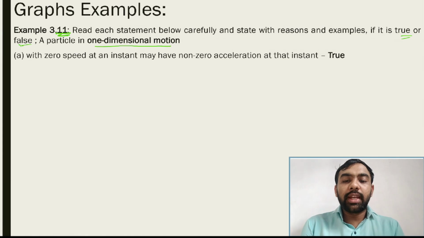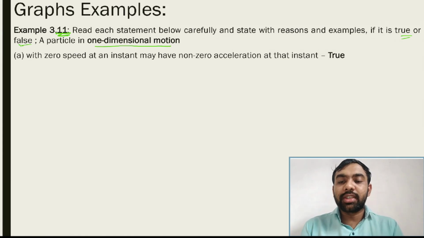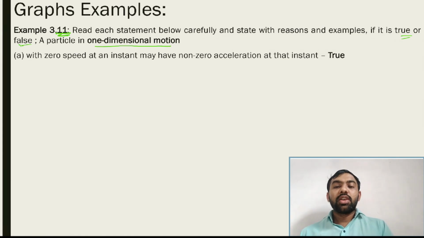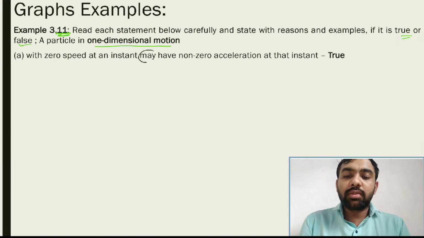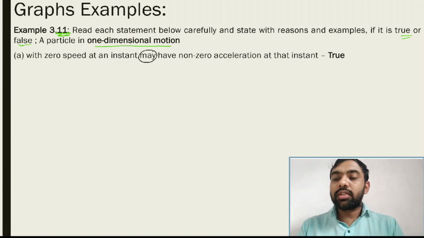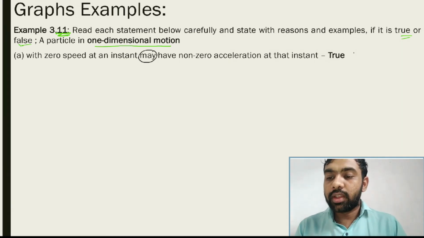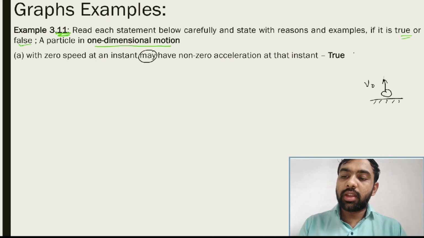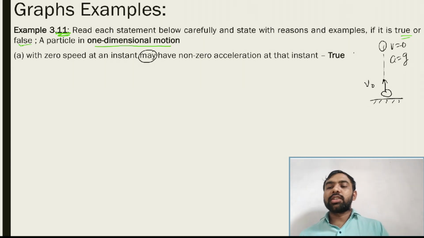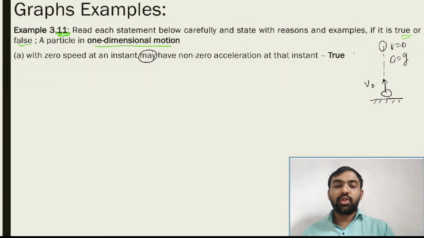A particle with zero speed at any instant may have non-zero acceleration at this instant. Maybe, here this maybe is considered. So consider a body projected upward, at the highest point. In this situation, the body is at the highest point. So the speed at the highest point, the velocity, is equal to 0, and acceleration is equal to gravitational acceleration. So this example exactly matches this.